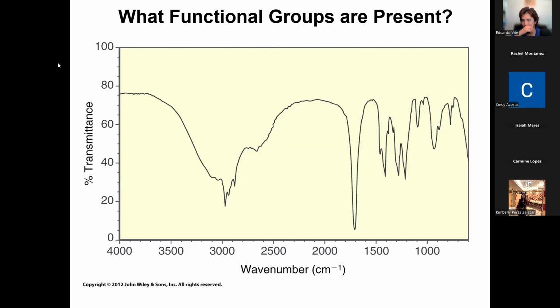All right, so Andres says carboxylic acid, and I will say yes, you are correct. Now, why did you say carboxylic acid? What gave it away?